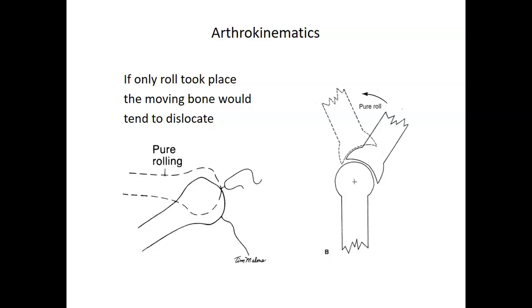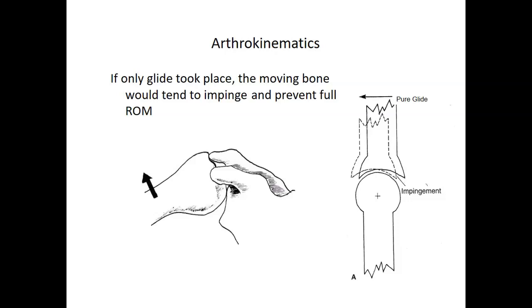Okay, and again, we already kind of talked about this. If only roll took place, the moving bone would tend to dislocate. So with the pure roll, whether it's convex or concave, you're going to lose the position in the joint if you only roll without a glide. If only glide takes place, the moving bone would tend to impinge and prevent full range of motion. So if we only glide, we also lose the positioning in the joint and cause impingement or loss of motion.